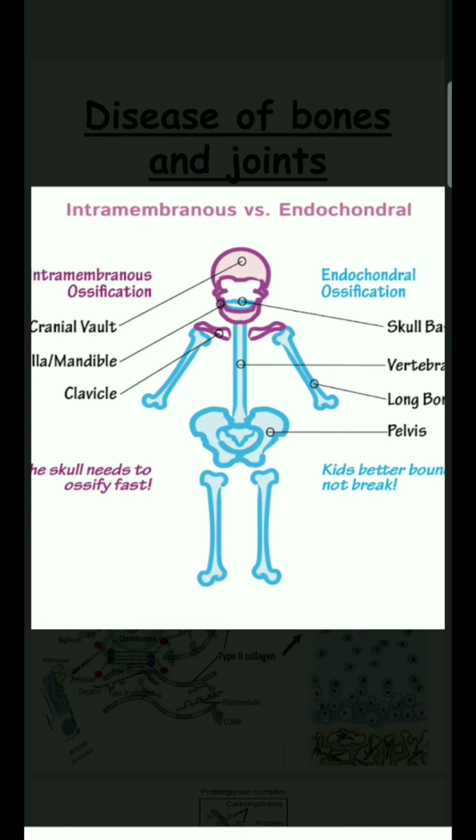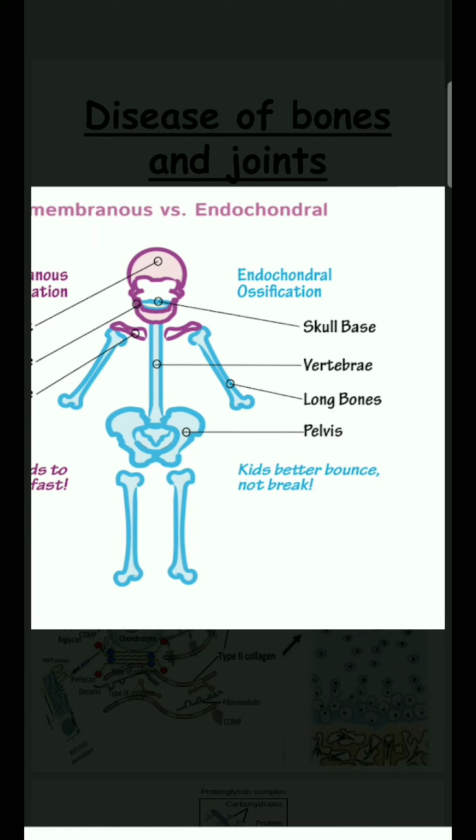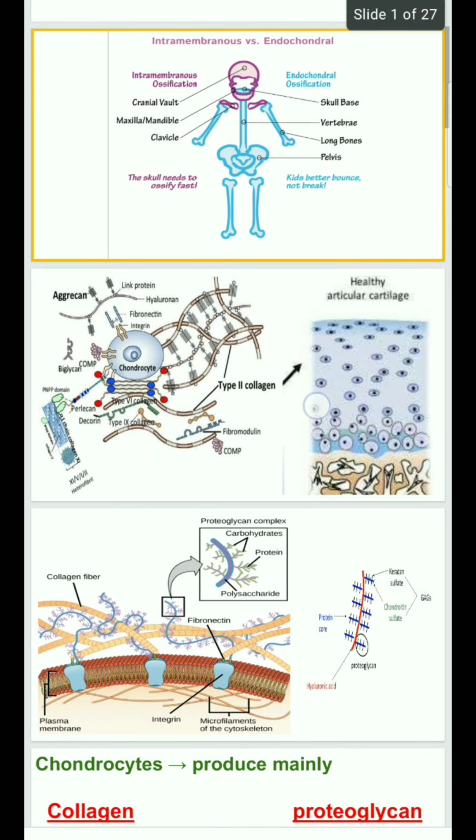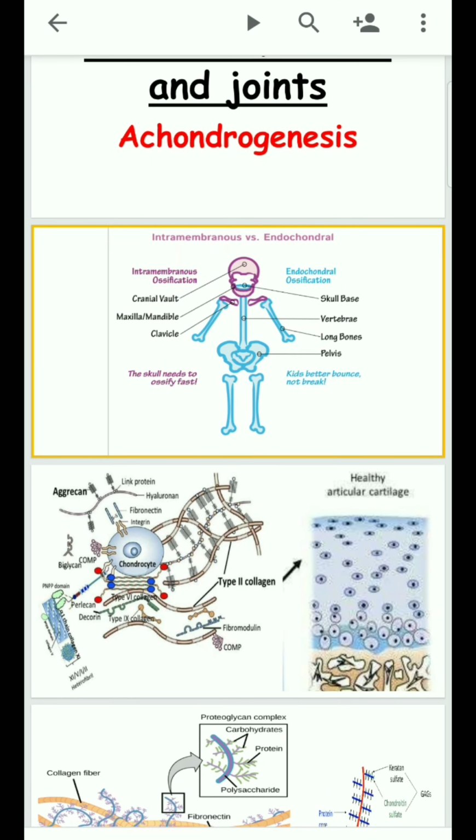The intramembranous ossification is done on the skull and clavicle. The endochondral ossification is done on the base of the skull and all other bones except the skull and clavicle. This endochondral ossification needs a cartilage. Cartilage is an intermediate process to turn into bones.